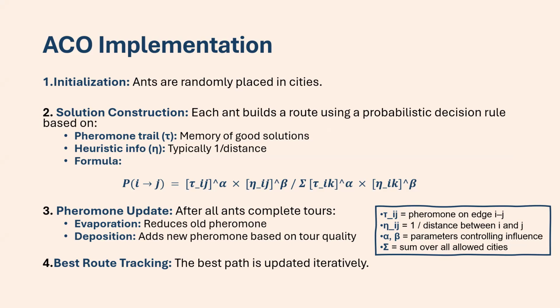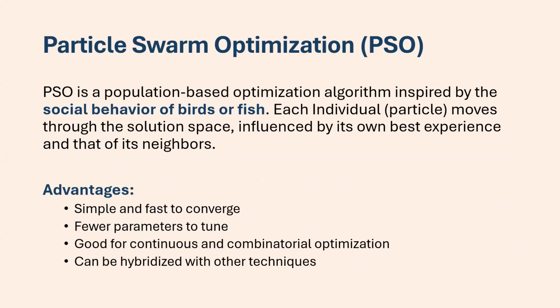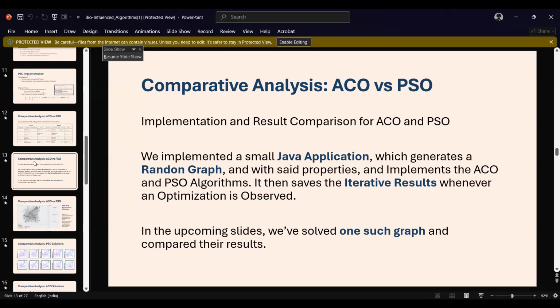So now we are going to the next slide, please. We are going to see particle swarm optimization. Particle swarm optimization is the next algorithm which we have taken. This method is based on how birds fly in flocks or how fish swim in schools. Imagine a group of birds looking for food in a large field. Each bird doesn't search randomly; instead, it remembers two things. First, the best place it found food, and second, the best place any bird in the group has found.